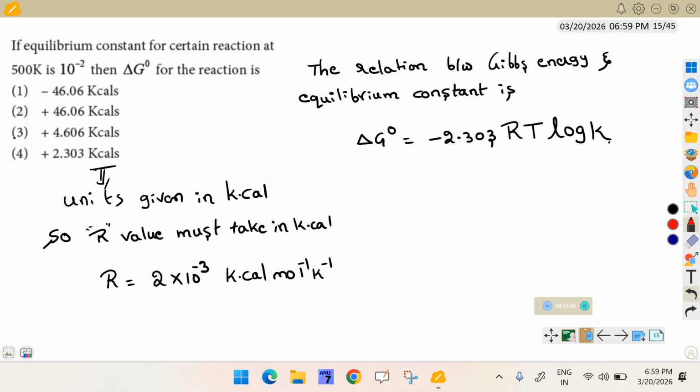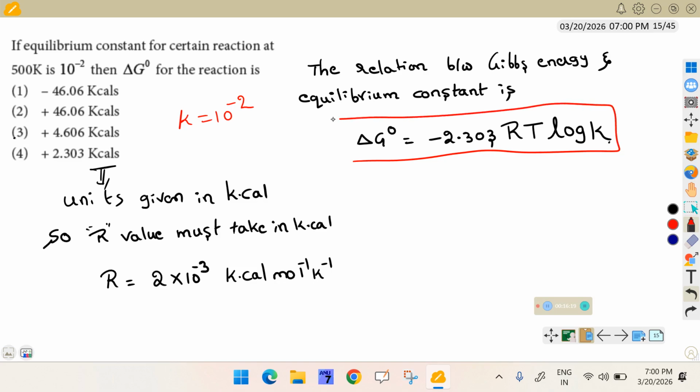If the equilibrium constant for a certain reaction at 500 kelvins is 10 power minus 2, the K value is given as 10 power minus 2. Calculate the Gibbs free energy value. What is the relation between Gibbs free energy and equilibrium constant? Delta G equals minus 2.303 RT log K.